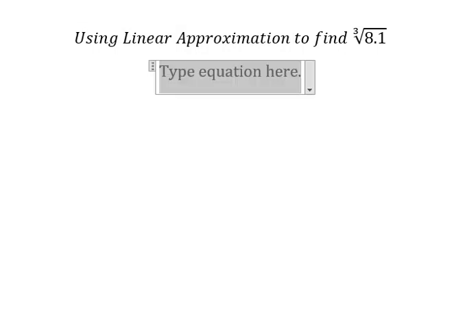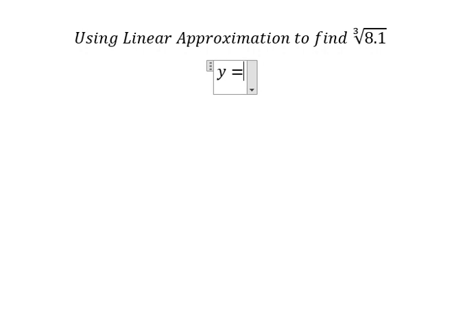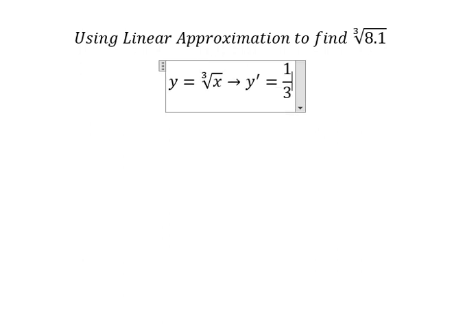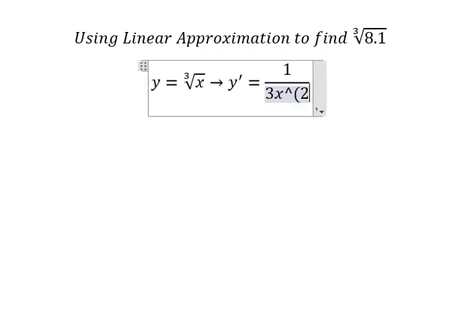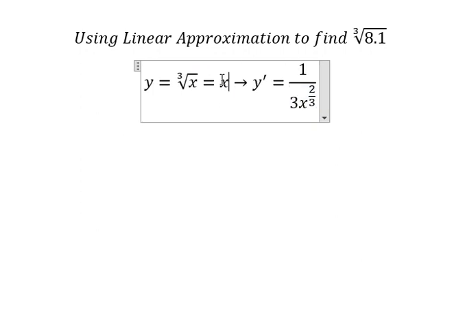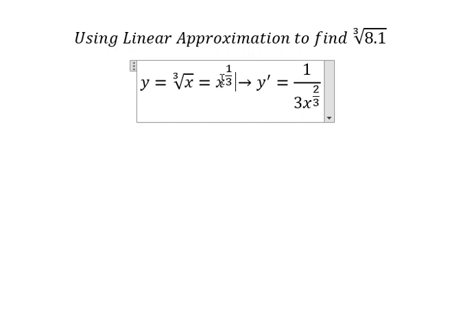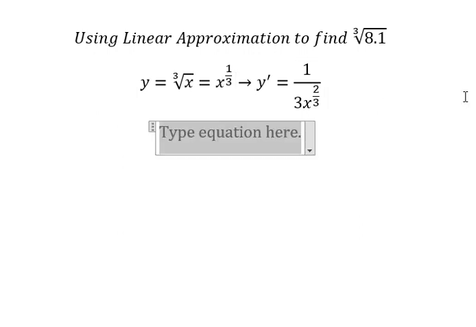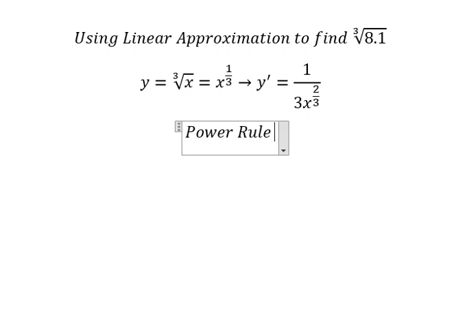I will put y equals the cubic root of s. Now we need to first find the derivative of this one, and we have 1 over 3 times s to the power of 2 over 3 in here, because this one is s to the power of 1 over 3. So if we first do the derivative of this one, we can use the power rule of the derivative.